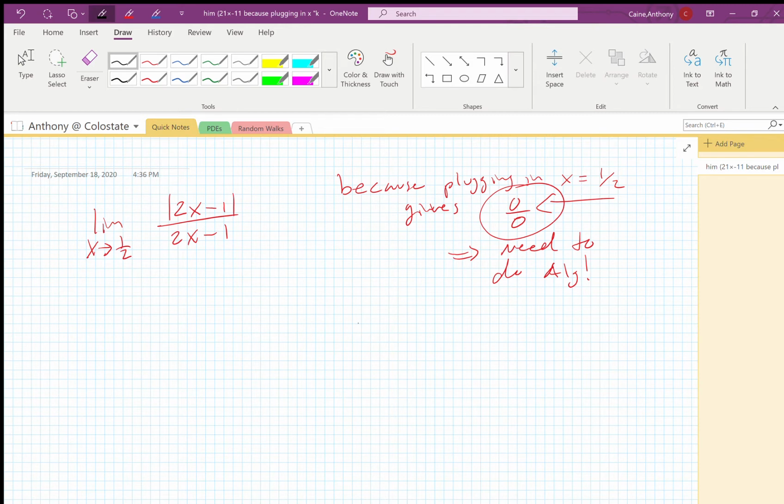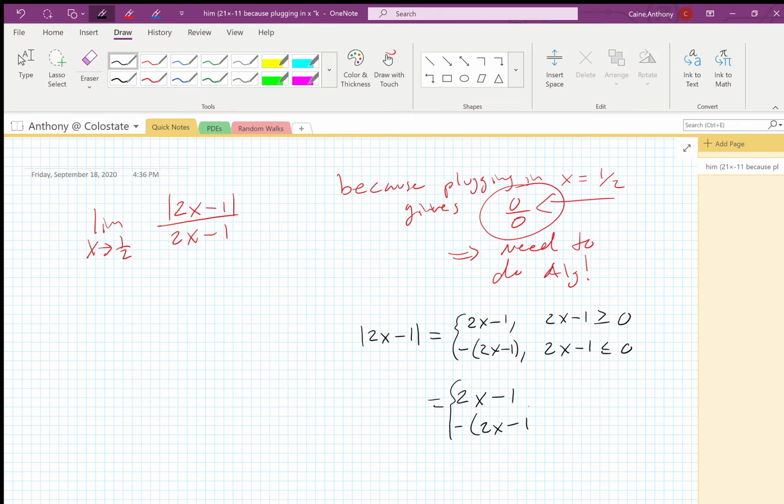Well, we need to understand what the absolute value of 2x minus 1 is. And we know from function composition, it's 2x minus 1 when 2x minus 1 is non-negative, and it's negative (2x minus 1) when 2x minus 1 is non-positive. But I really want a more useful form of this. So I rework and solve for x in each of these scenarios. I add 1, and then I divide by 2. So I have x is bigger or equal to 1/2, and x is less or equal to 1/2.